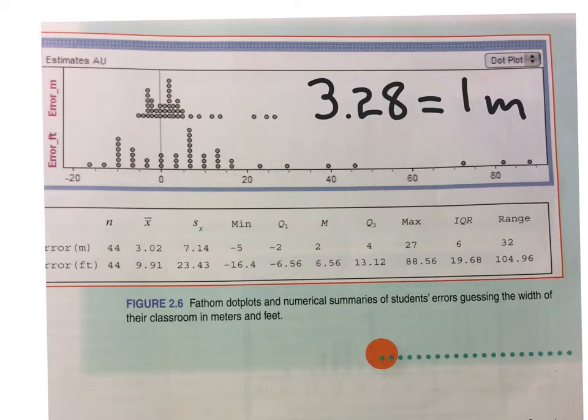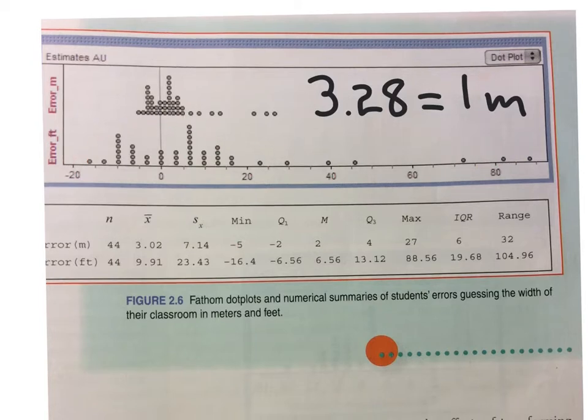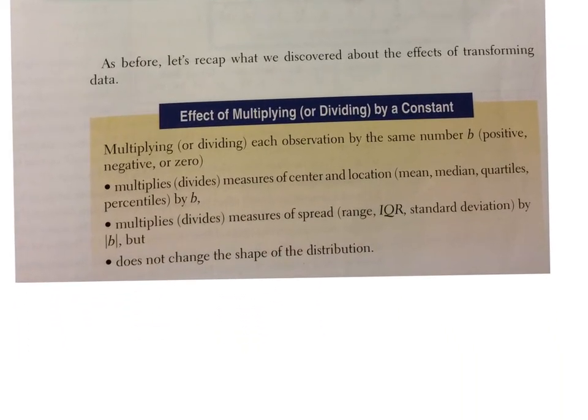So, now let's take a look at what that box says. Let's see, right? Down here again. Multiplying or dividing by some number b, right? A positive or negative or zero. It multiplies everything. Measures of center, mean, median, quartiles, percentiles. Everything gets multiplied by that number. Multiply measures of spread as well, okay? Everything gets multiplied. Range, interquartile range, standard deviation, everything gets multiplied by that number. And what doesn't change? The shape of the distribution.